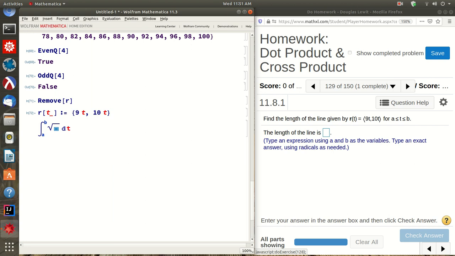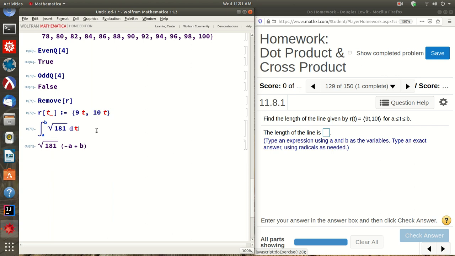The derivative of the x component is 9, and 9 squared is 81. And the derivative of the y component is 10. 10 squared is 100. So I have 81 plus 100. We could simplify that and just say 181. Shift enter.